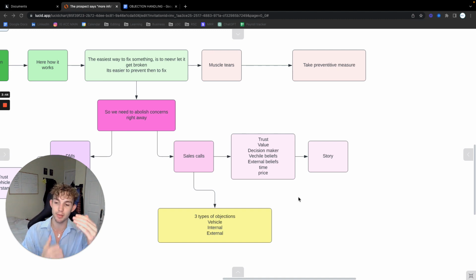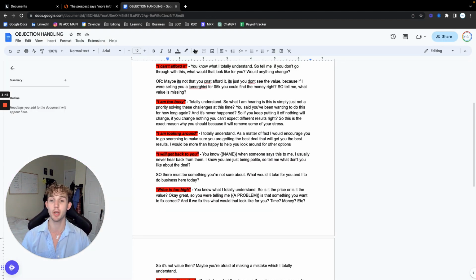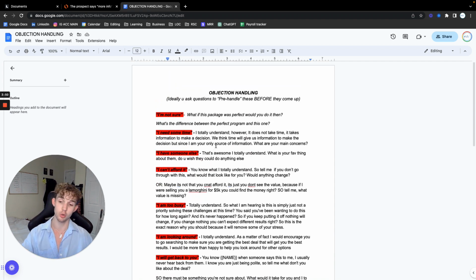But like I said, we want to handle these beforehand, and I'm going to share with you in this document how we can do that, right? So what we want to do is we want to take care of the objections before they come up, right? We already talked about this, and the way we can do this is to just think about all the common objections. You can write them on a piece of paper, and then find a way to ask a question that prevents them from saying that objection in the future, right?